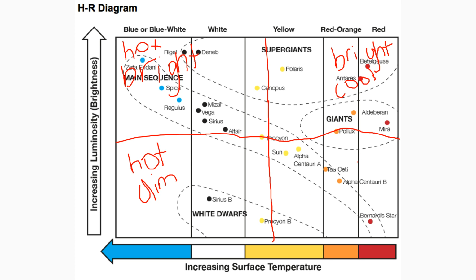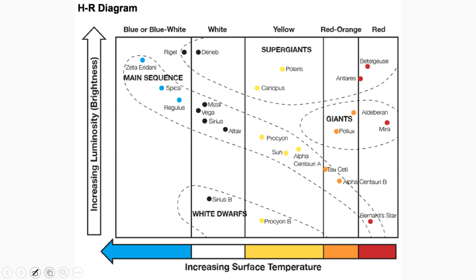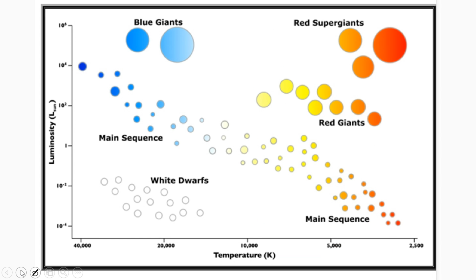These stars down here, they're not going to be bright because they're at the bottom. So that means they're going to be dim. And they're going to be cool because they're on this side of the temperature scale. So once we separate them into 4 quadrants, we can easily see the different categories and their temperature and brightness. So I'm going to erase all of this off the screen. And let's go to our next slide.